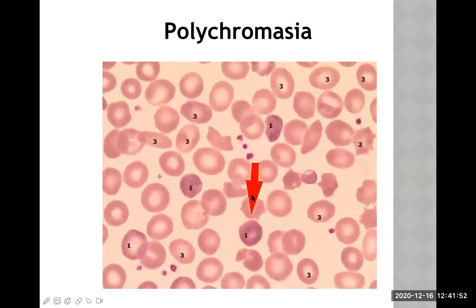Now, this is polychromasia. Polychromasia means on the same slide or same field, there are different color of the RBC. You see this. This number 1 is increased color of the RBC. Now number 3 is having the central pallor, and number 2 is probably in between. So this is known as polychromasia, one of the hallmark of hemolytic anemia.